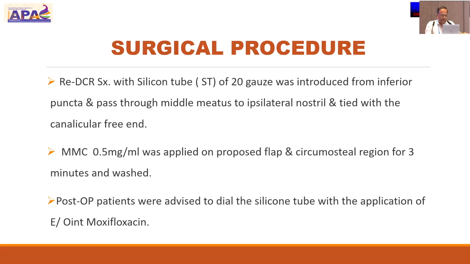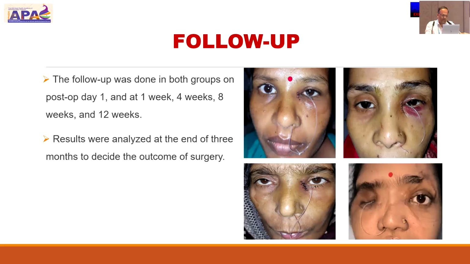In the re-DCR surgery, a silicon tube of 20 gauge was introduced from the inferior puncta and passed through the middle meatus to the ipsilateral nostril and tied with the canalicular free ends. Mitomycin 0.5 mg per ml was applied on the proposed flap and circumostial region for 3 minutes. Post-op patients were advised to dial the silicon tube with application of eye ointment moxifloxacin.